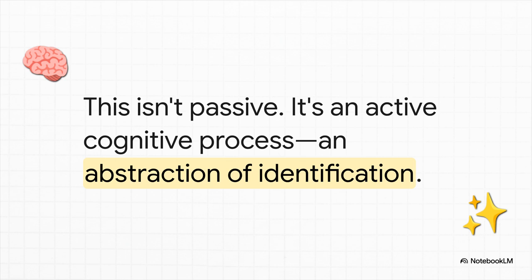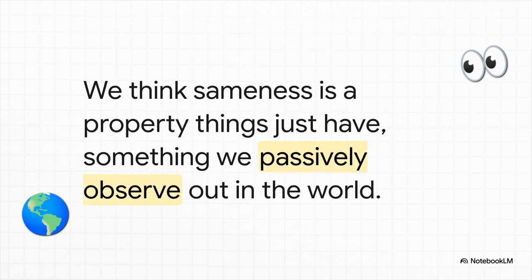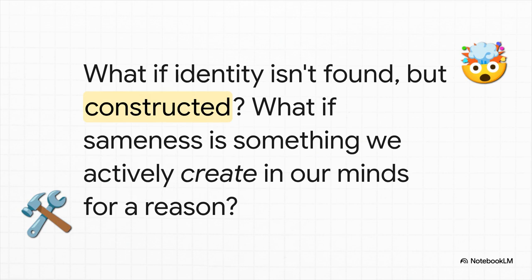That little mental jump you just performed, that wasn't automatic. That was an active choice your brain made. You just performed an act of abstraction, specifically something called an abstraction of identification. Most of us go through life thinking that sameness is just a property that things have, right? We think we're just noticing it, finding it out there in the world like spotting a rock or a tree. Well, here's the radical idea that mathematicians like A. Markov put forward. What if identity isn't something we find, but something we construct? What if sameness is something we actively create in our minds for a very specific reason?